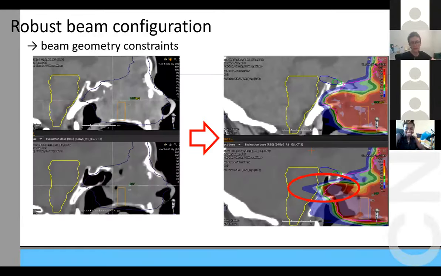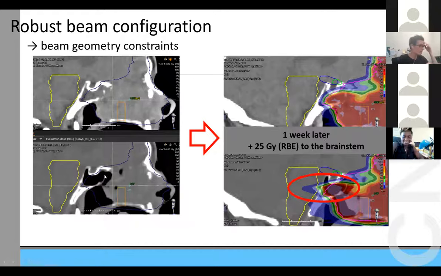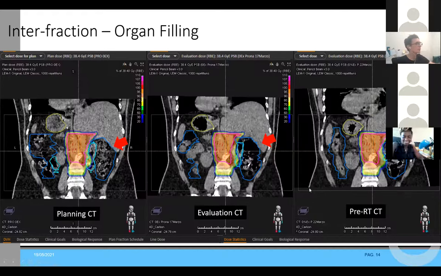You can do simple things, like for example, use a robust beam configuration, which means that you don't shoot against the organ at risk. This is a very old case. The tumor is this blue line. I'm not sure if you can see it. And this is the brainstem. So you could be tempted to use a beam coming from here, just to use the distal falloff to spare the brainstem. But then after 1 week, there's no more tumor here, and you're shooting like 25 gray more to the brainstem. So that's not a good idea.